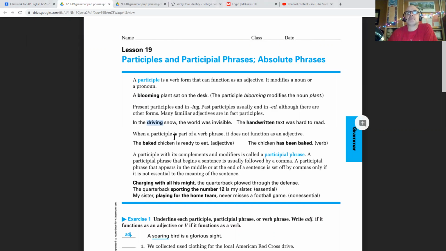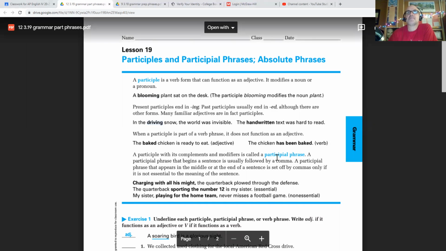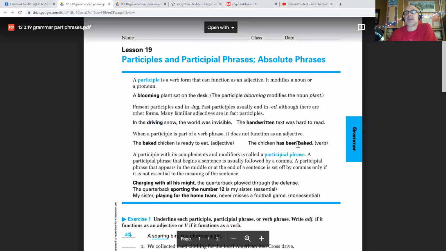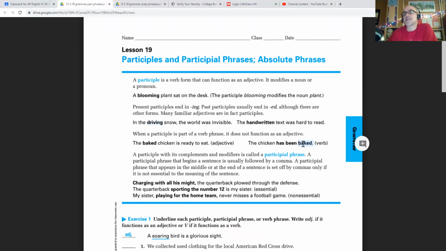Okay, so when a participle is part of a verb phrase, it does not function as an adjective. So that doesn't mean that every ed or ing verb that we run into is a participle. Most of the time, those are just verbs being verbs, right? The baked chicken is ready to eat, okay? That functions as an adjective, right? The chicken has been baked. Now that's just the verb of the sentence. It's a verb being a verb, right? Like Mr. Cooney being Mr. Cooney, the big jerk.